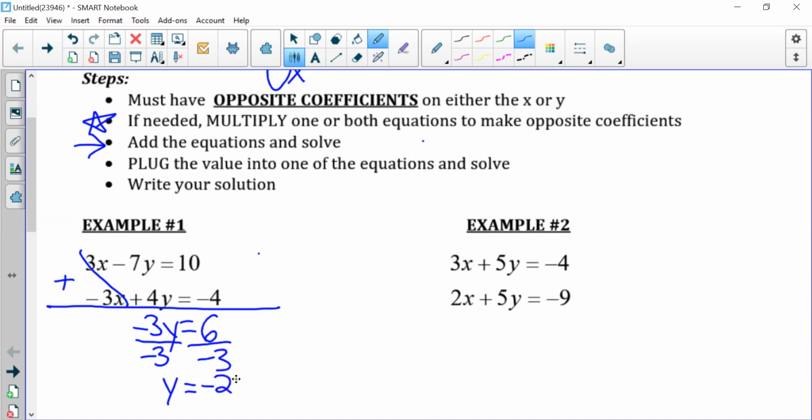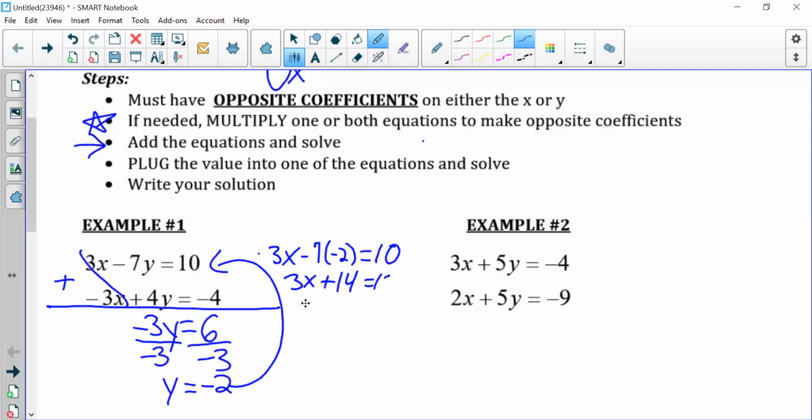Now that I know what y equals, I'm going to plug it into one of my original equations. It does not matter which one. We just generally want to pick the easiest one. In this case, it doesn't really matter either way, so I'm just going to plug it into the top one. I get 3x minus 7 times negative 2, we're plugging that in for y, equals 10. Let's finish our math. 3x, negative 7 times negative 2 gives me a positive 14, equals 10. To get the x's by themselves, minus 14, minus 14.